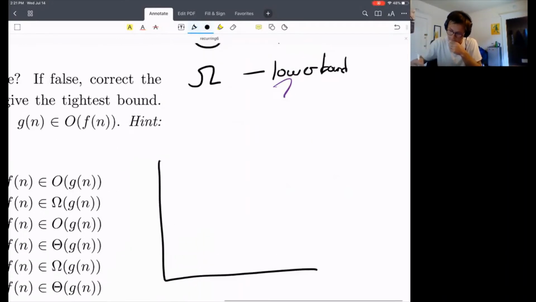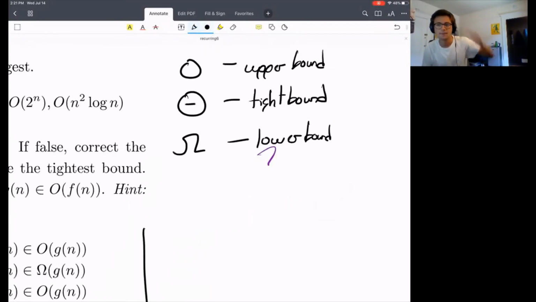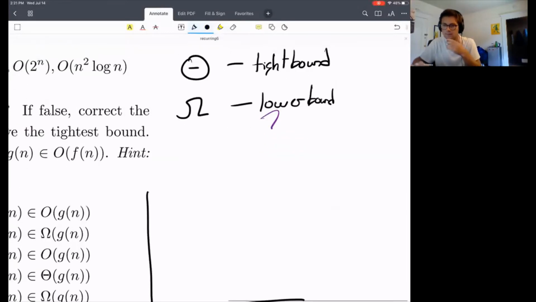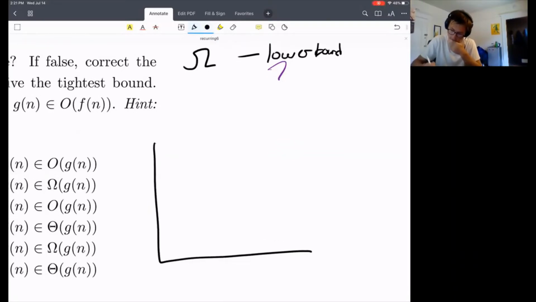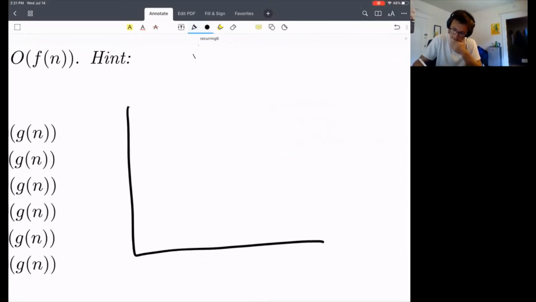So O is the upper bound, right? It means that we are at the line or below. Omega is the lower bound. It means we're at the line or above. So imagine this. Imagine a situation where both these things are true. Imagine, in other words, something like this, where we have O of n and we have omega of n.